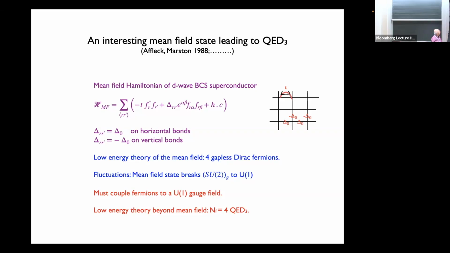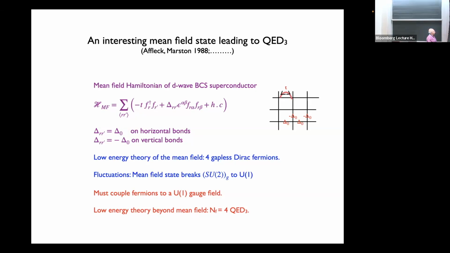At a 90-degree rotation, this pairing amplitude changes sign. Okay. So this started, there are again hundreds of papers since Affleck and Marston doing this. So the low energy theory of the mean field, just like in the standard D-wave superconductor, now there are 4 gapless Dirac fermions. But now, in thinking about fluctuations, we have to worry about the residual gauge field interactions that are there beyond the mean field, because this is an approximation to some complicated representation of the spin system, which is highly redundant.